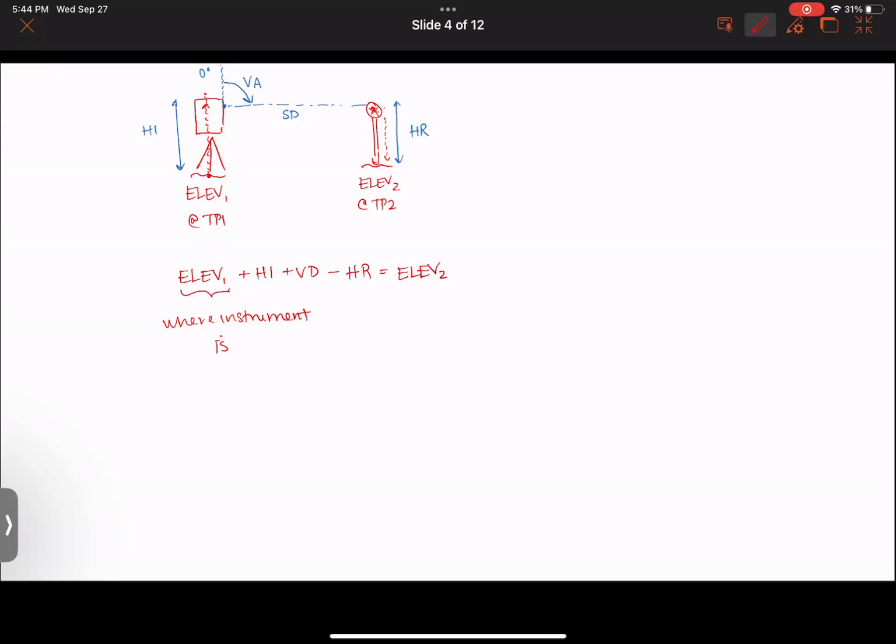So we start where the instrument is. And in this particular case, we can write our vertical distance as a function of slope distance and the cosine of our vertical angle. I'm going to come back to that in a quick second. So this is commonly the equation for our foresight measurements.